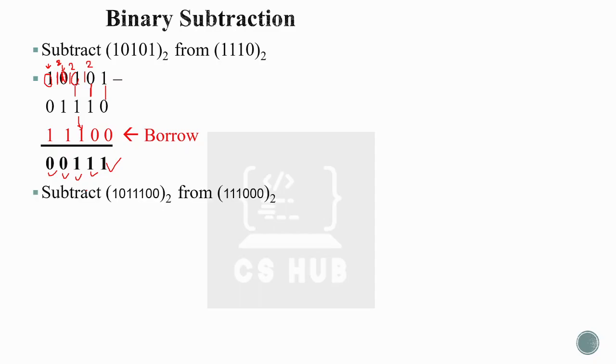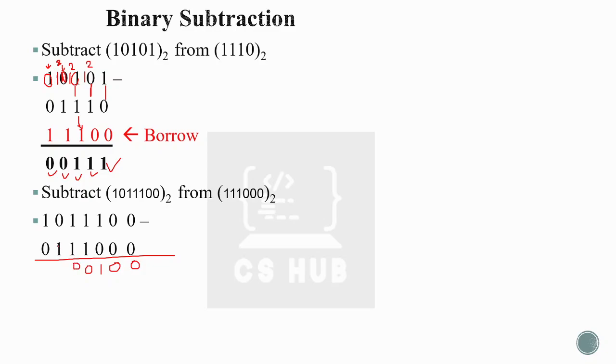Now, let's subtract this number from this number. 10111100 from 11100. So, align their leftmost bits. Okay. Let's start. 0 is subtracted from 0. 0 is subtracted from 0. 0 is subtracted from 1. Difference is 1. 1 is subtracted from 1, difference is 0. 1 is subtracted from 1, difference is 0.